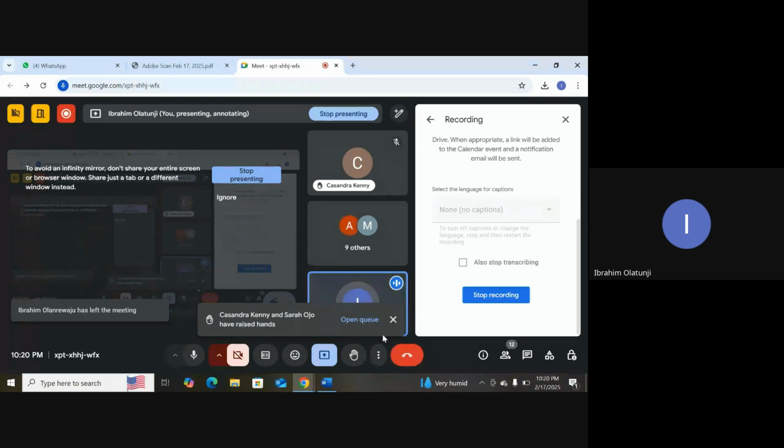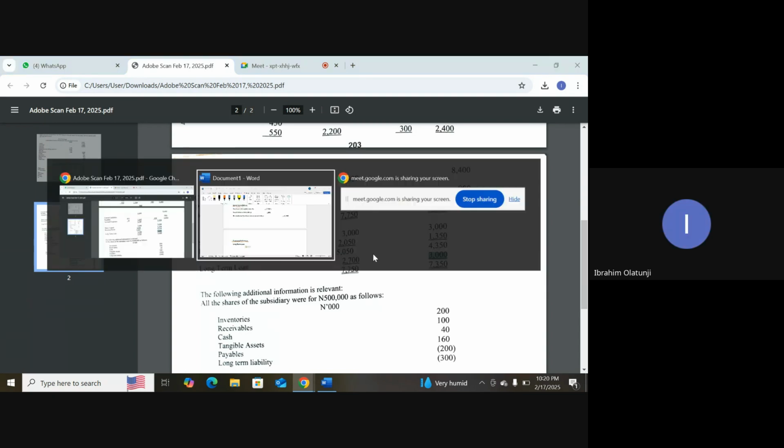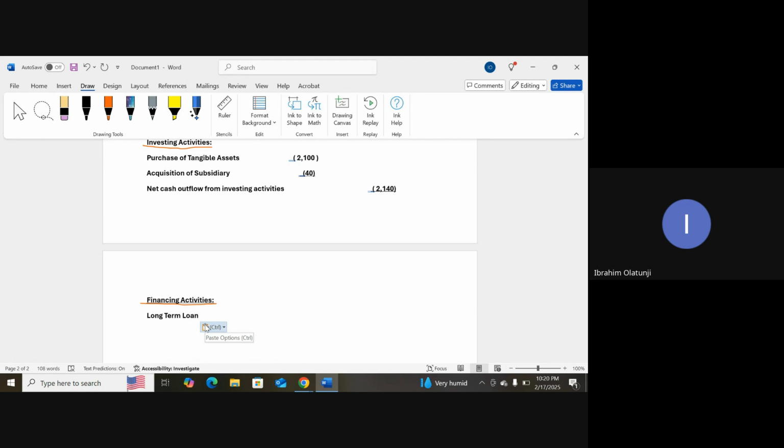Okay. Cassandra, Kenny and Sarah Ojo. Let Ojo talk first. So what actually happened? It means that part of the loan has been paid. That's why we have a reduction in the loan in 2018. She has said it all, because what that implies is that part of the debt has been paid. So what you are going to put here, we call it loan repayment. Are you getting it now?